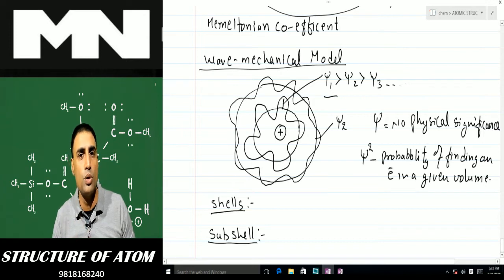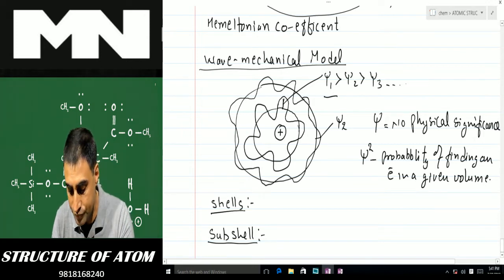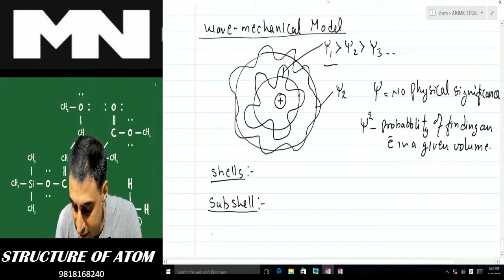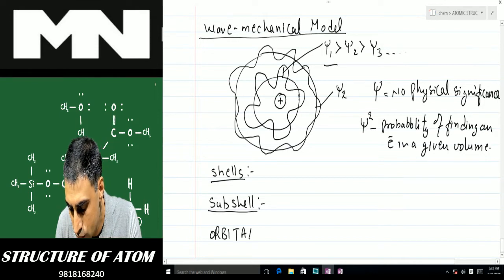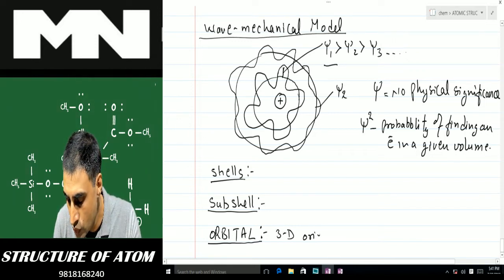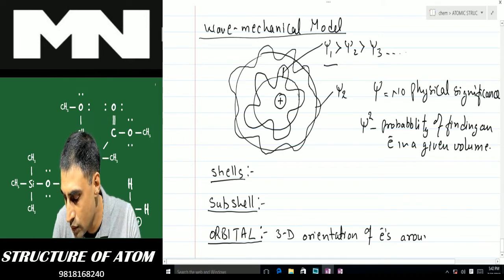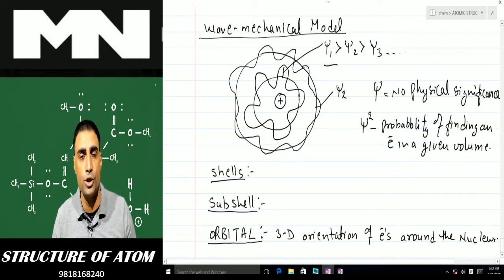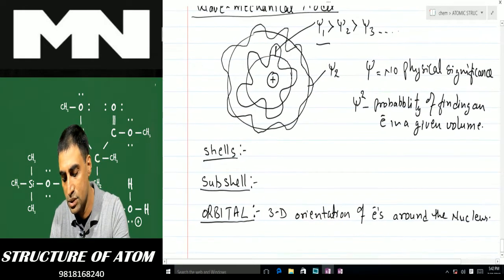Now the next question that comes to our mind: what is an orbital? This is something on which you have to pay attention. Orbital is the three-dimensional orientation of electrons around the nucleus. Three-dimensional orientation of electrons around the nucleus, that is known as orbital.